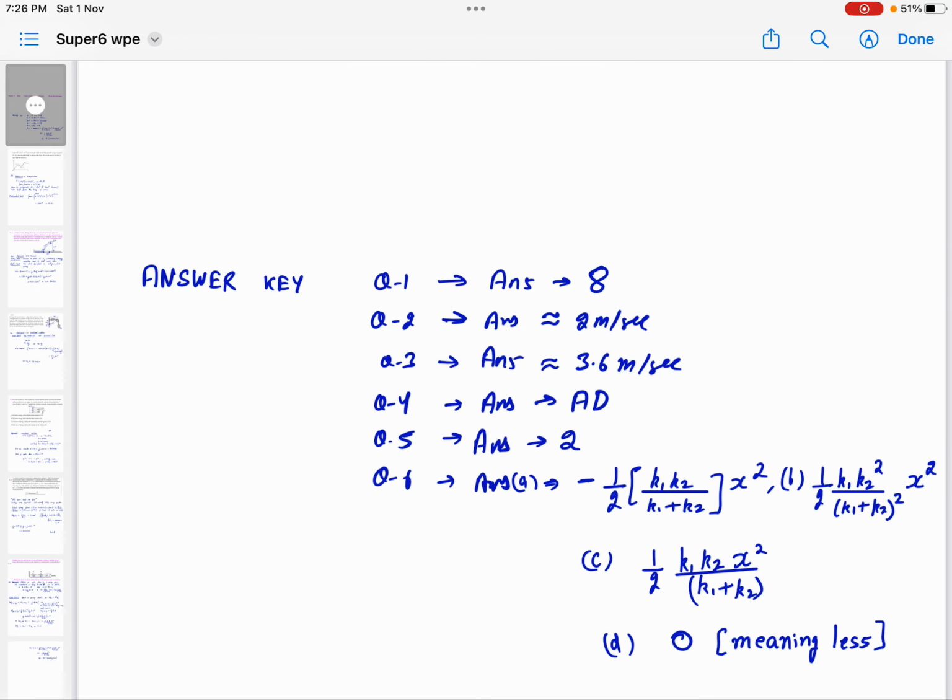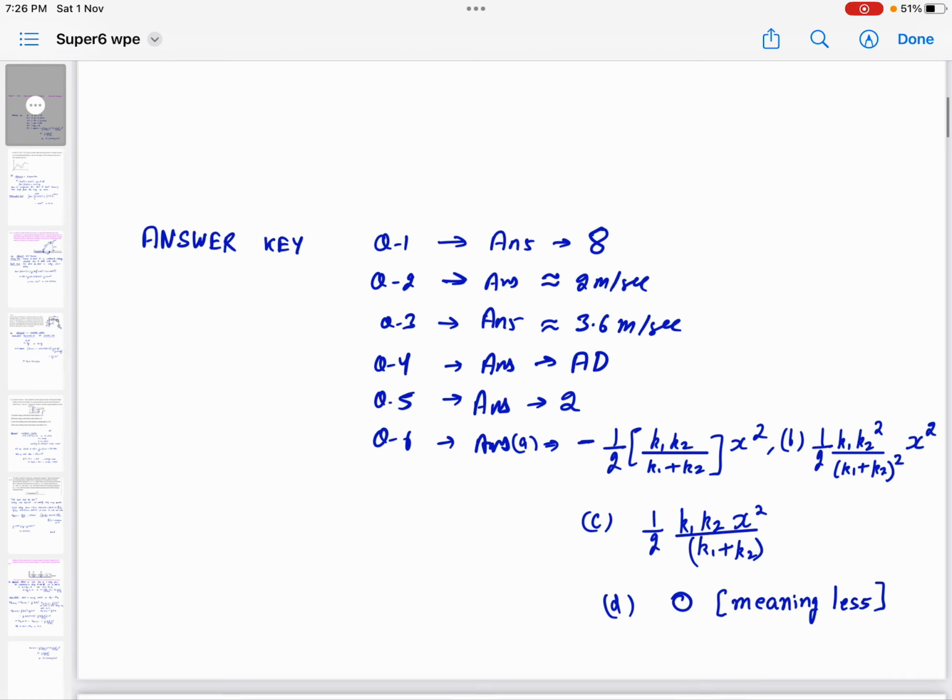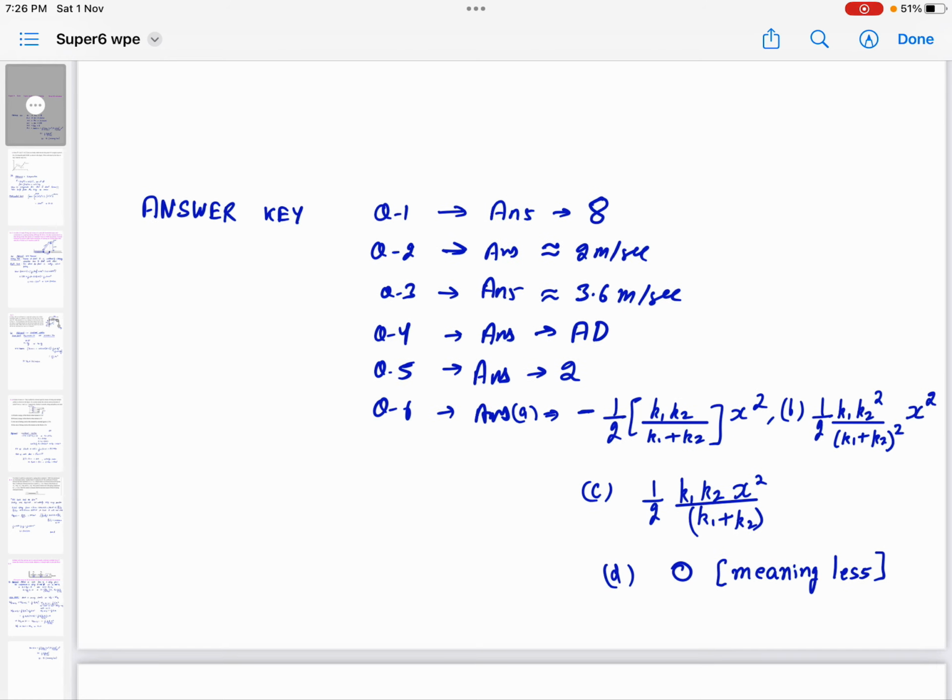Hello, my dear students. So here is the answer key and solution of Super 6 work power energy. Yes, yesterday I gave 6 questions to you. So now, first, the answer key of these 6 questions.